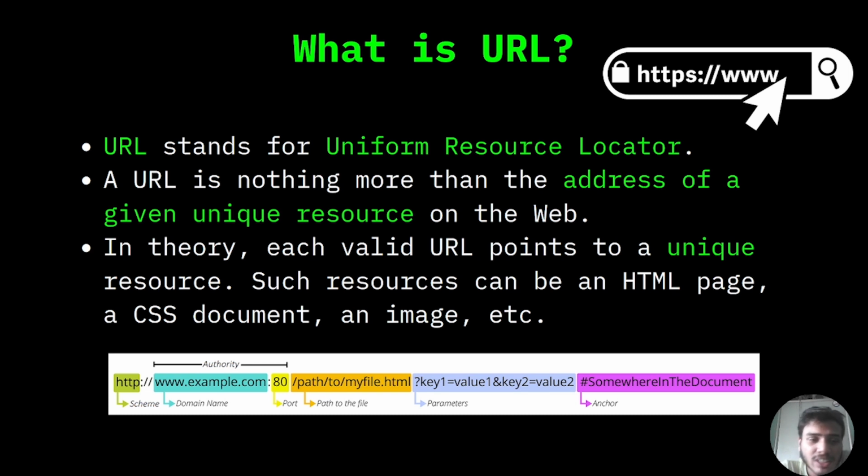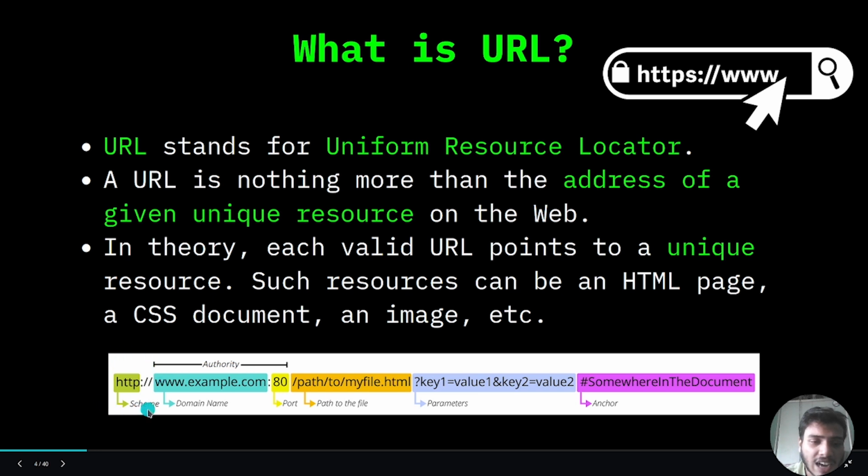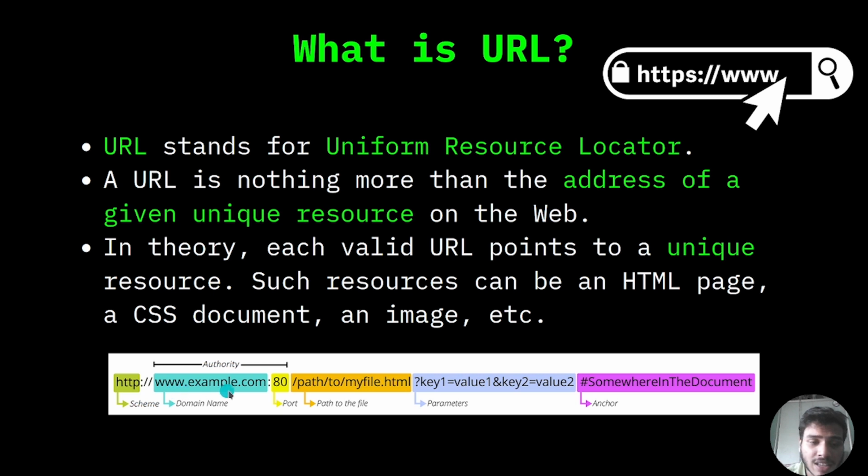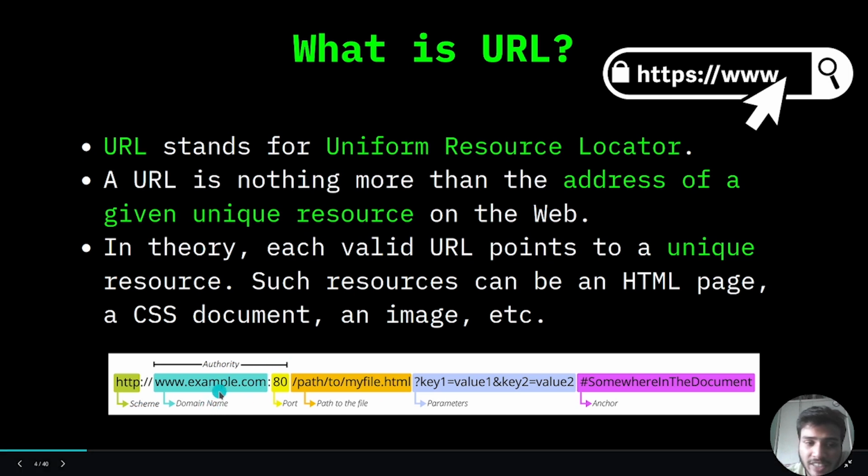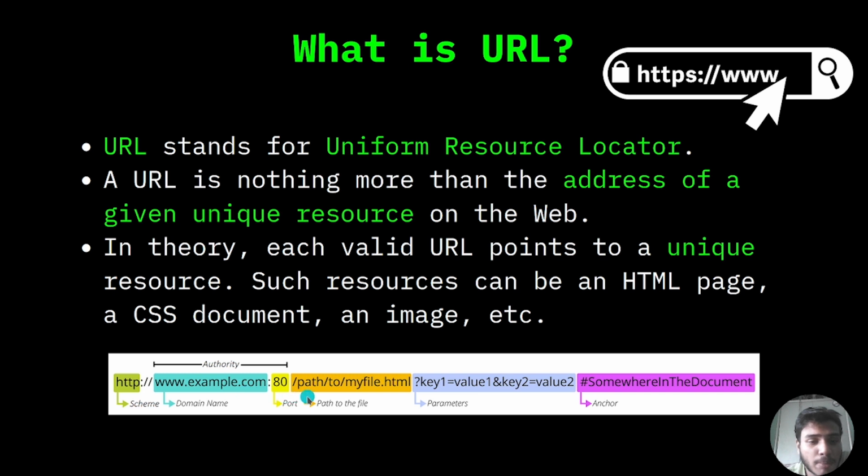In the image, you can see that it refers to the HTTP protocol, followed by the domain name, that is www.example.com. That is the domain name, or it's commonly known as the host. Then we have the port, which is 80 for HTTP and 443 for HTTPS. Then we have the path to the file in a specific website. Then we have parameters where you can pass queries. And then we have the anchor to lead you to a certain point in the document.